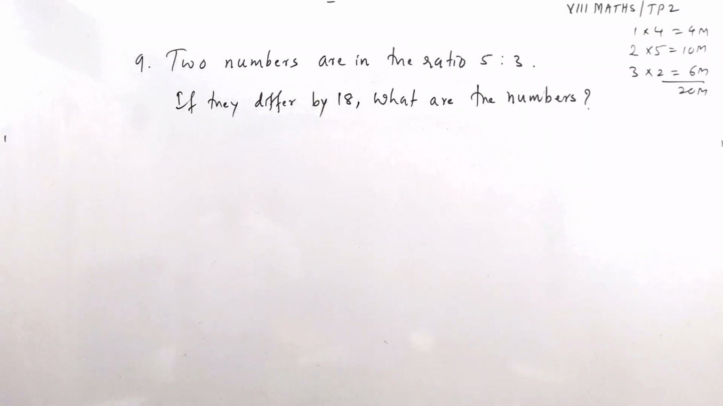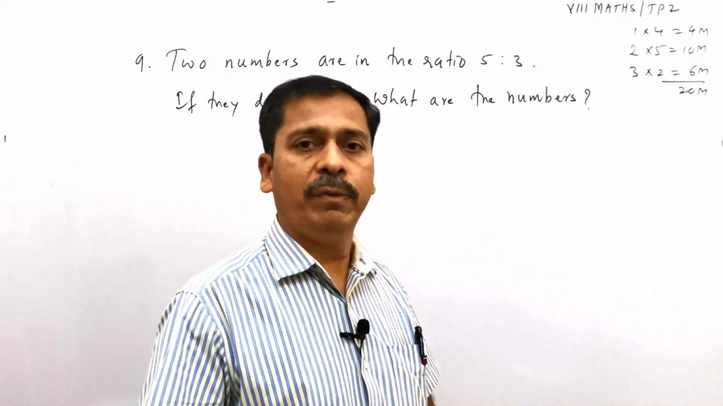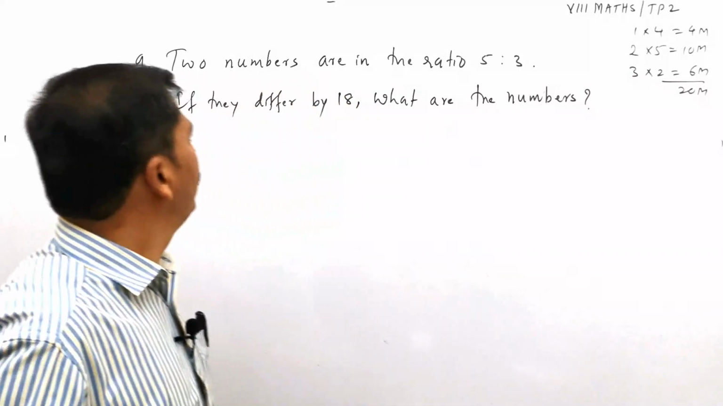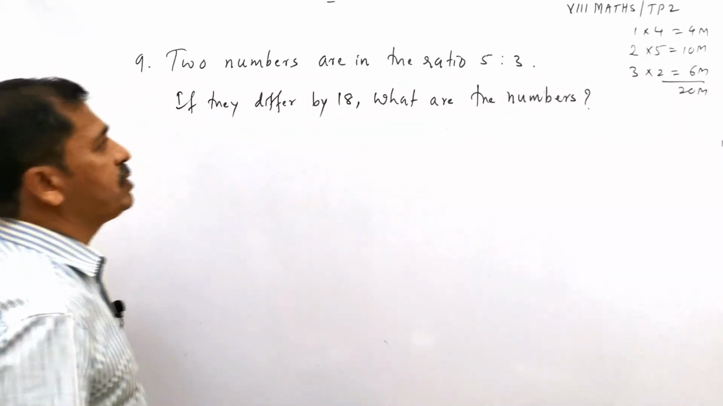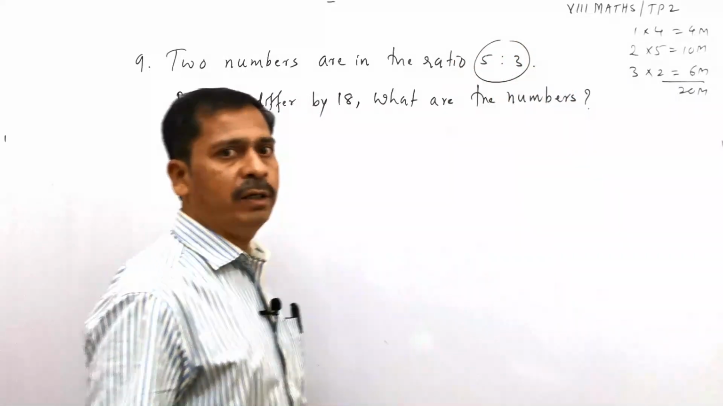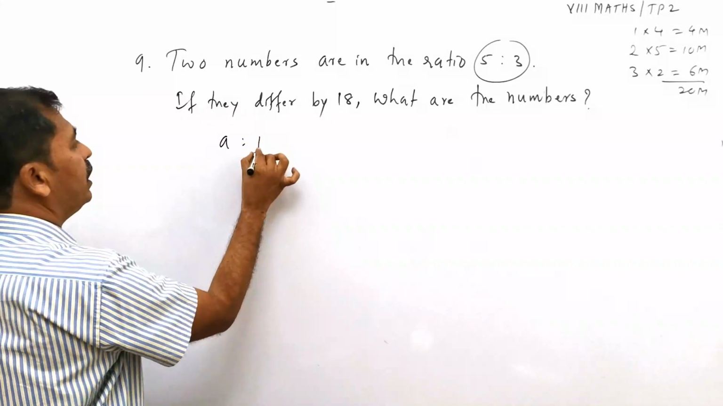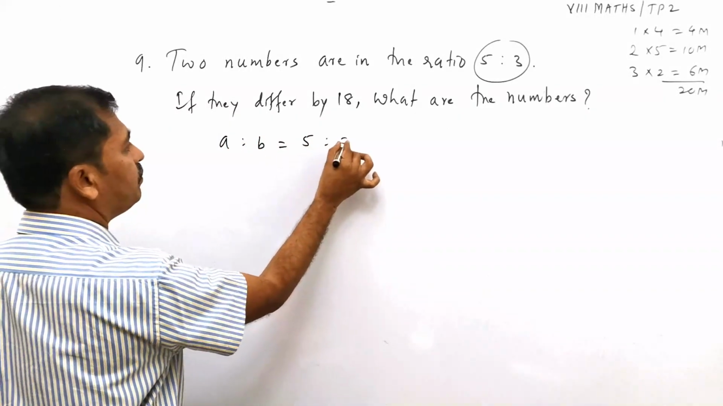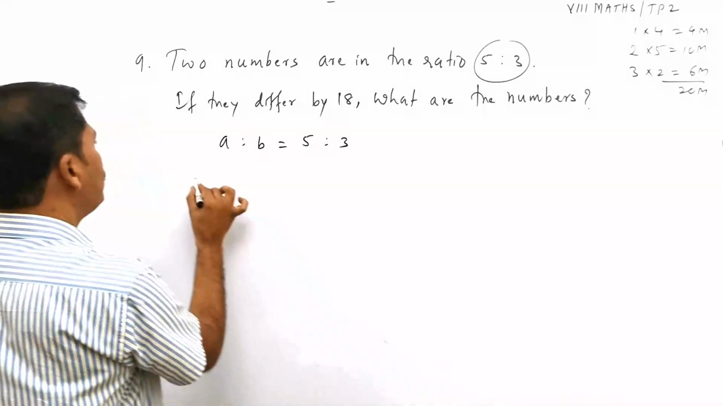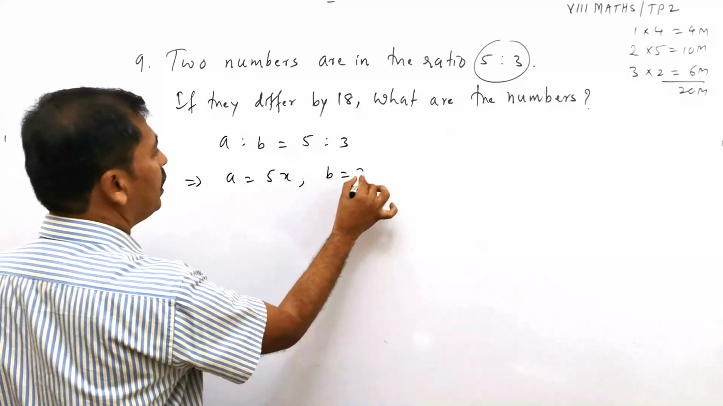See students, the next question is, again there is a simple problem based on linear equations. There are 2 numbers and their ratio is given. The 2 numbers are in the ratio 5:3. Take the numbers a and b, a is to b is equal to 5:3. The ratio has been given. So as a result, I would like to take a is equal to 5x and b is equal to what we can take? 3x.